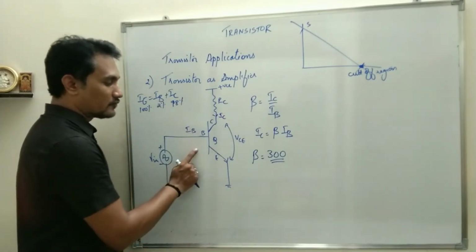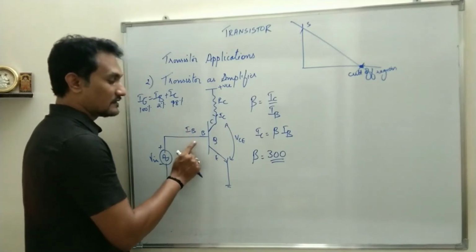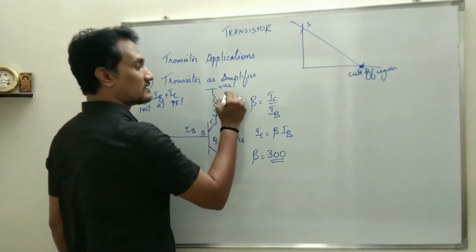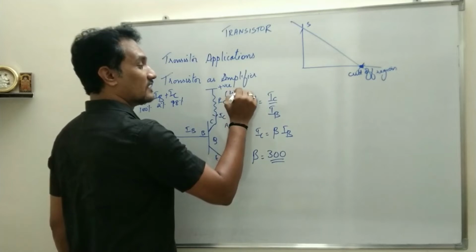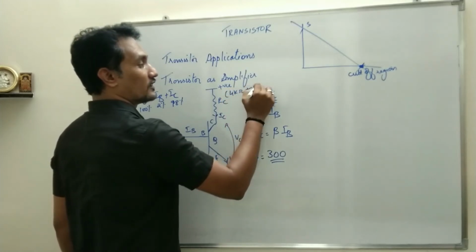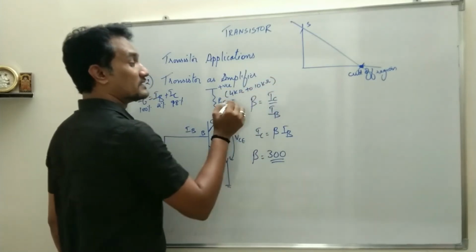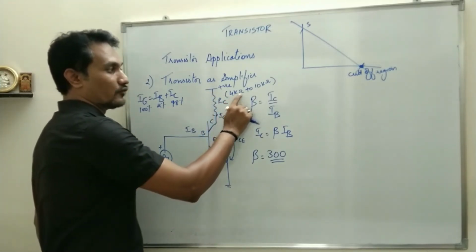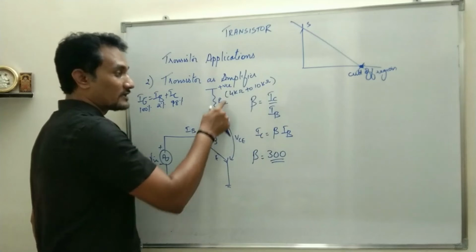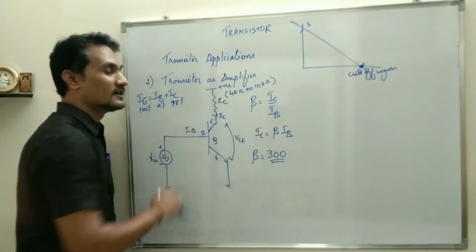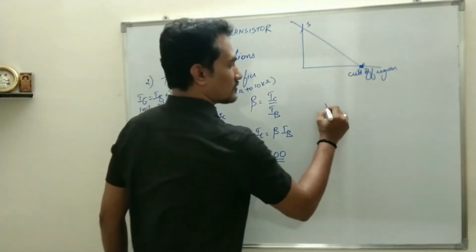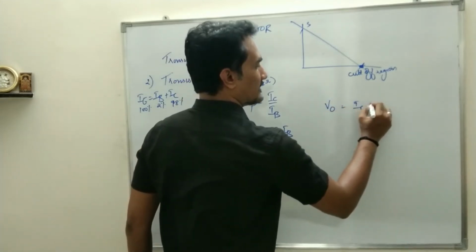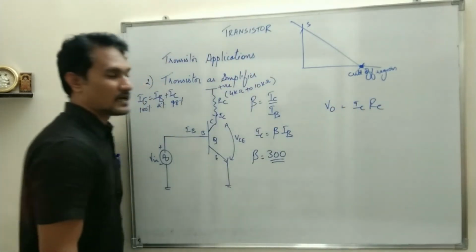Before that, you have to understand that whenever a transistor is used as an amplifier, the collector resistance should be very large, within the range of 4 kilo ohms to 10 kilo ohms. That means it has to be selected in such a way that the resistance will be very large, so that the output voltage will be dropped across the collector resistance. So the output voltage will be IC multiplied by RC.